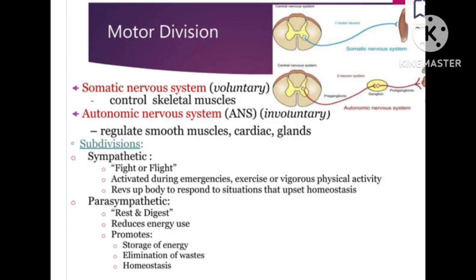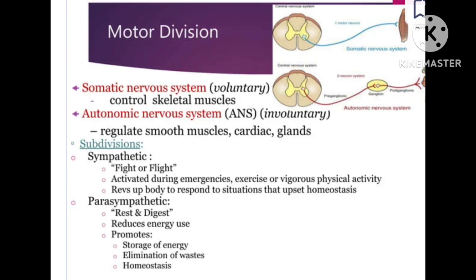Next is subdivision, sympathetic and parasympathetic. So the autonomic nervous system is divided into two main subdivisions: sympathetic and parasympathetic. So the sympathetic activates during emergencies, exercise or vigorous physical activities, whereas the parasympathetic system includes rest and digestion, produce energy use, storage of energy and elimination of waste. Okay, so these are the functions of the sympathetic and parasympathetic systems.